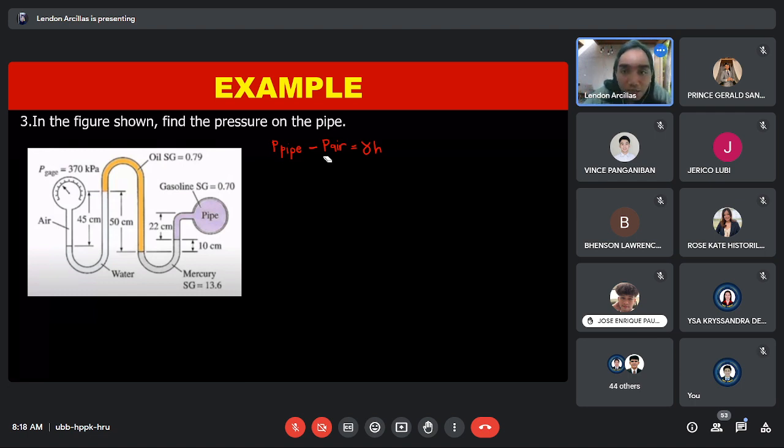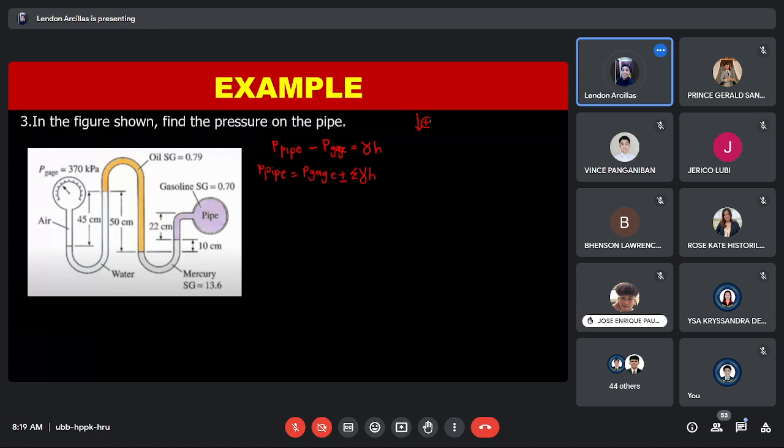Or P gauge na lang. P gauge na lang. Okay. That is P pipe minus P gauge equal to the specific weight of all these liquids inside times the differences of their heights. Okay. So, lipat muna natin dahil ang hinahanap is yung pressure ng pipe. So, therefore, that is positive P gauge plus or minus the specific weight of all the liquids times their differences. Okay, again, if we go down, we add the specific weight and the height. If we go up, we subtract.